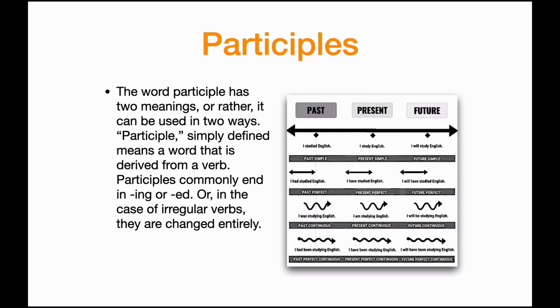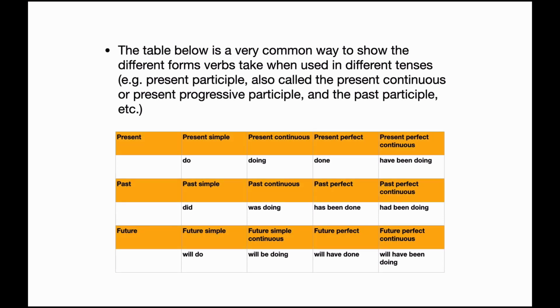Participles. The word participle has two meanings, or rather, it can be used in two ways. Participle, simply defined, means a word that is derived from a verb. Participles commonly end in ing or ed, or, in the case of irregular verbs, they are changed entirely. The table below is a very common way to show the different forms verbs take when used in different tenses. For example, present participle, also called the present continuous or present progressive participle, and the past participle, etc.